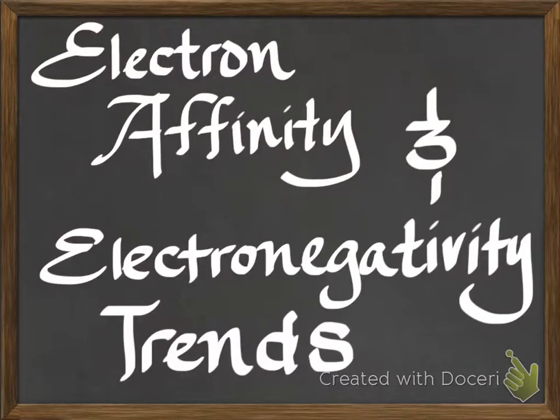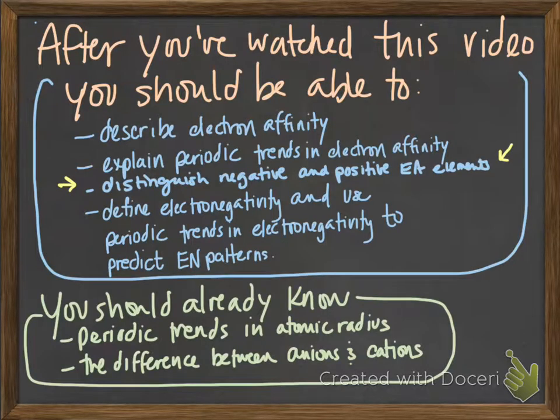Hi, it's Moser with a quick tutorial on electron affinity and electronegativity and the trends in both of those things. So after you've watched this video, you should be able to describe electron affinity, explain periodic trends in electron affinity, distinguish between positive and negative EA elements, as well as being able to define electronegativity and use the periodic trends in electronegativity to predict patterns in EN.